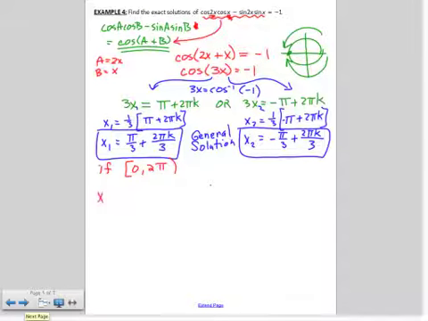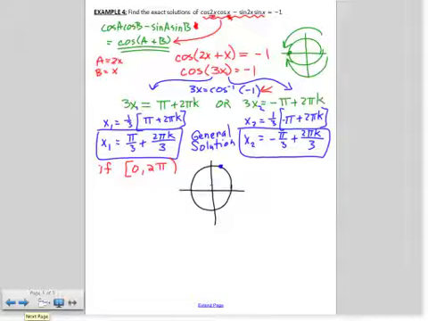Now, normally between 0 and 2 pi, we would have one solution, right? Because it's only a pi. But based on the same idea as the graph that I had just shown you, instead of having one solution, we would have 3 solutions.